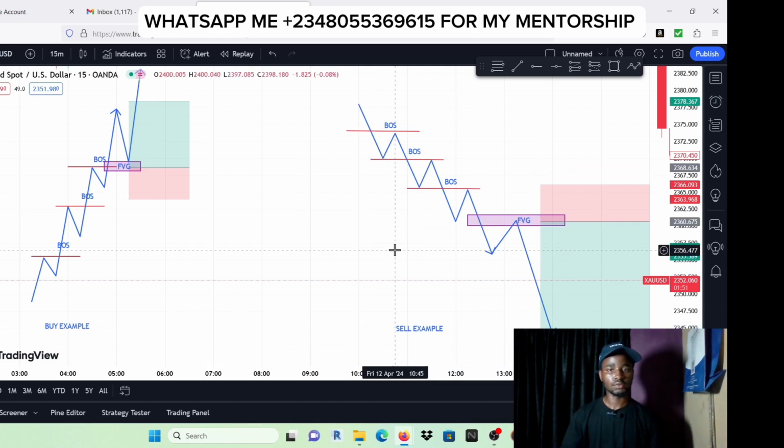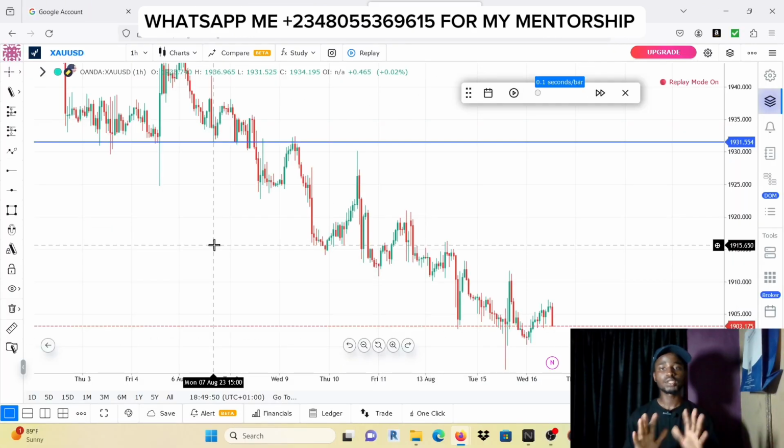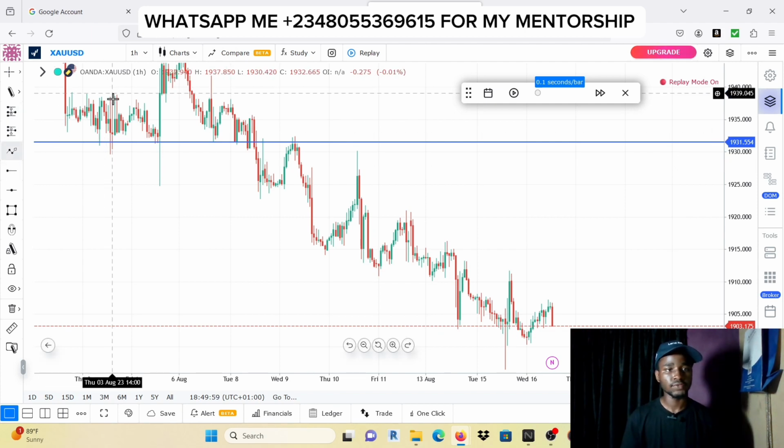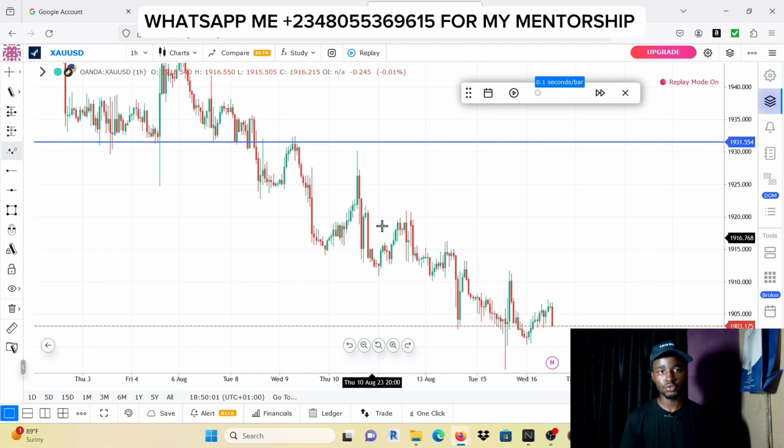Let's go to the chart and see a real life example for a sell trade. This XAUUSD chart, and both of us are going to work on this together to explain how the sell setup works. So basically, I'm going to get to my part two, and we need to identify first and foremost that this is a downtrend. So you can see because of the structure to the downside.